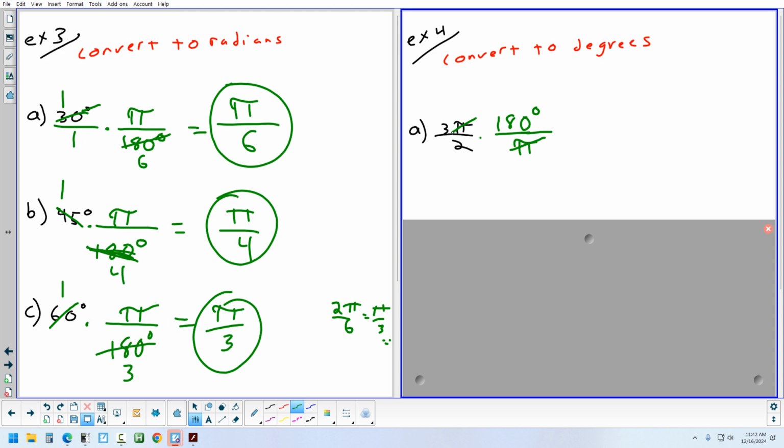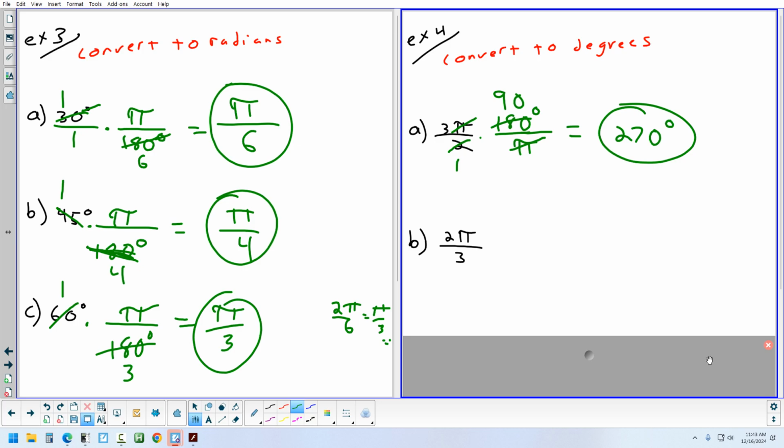And is there anything I can reduce? 180 and 2. Yep, 2 goes into 180 90 times. And what would you be left with? 3 times 90. 270 degrees. And you need to put the degree symbol. If you don't put the degree symbol, what would that be? That would be 270 radians. Yep.